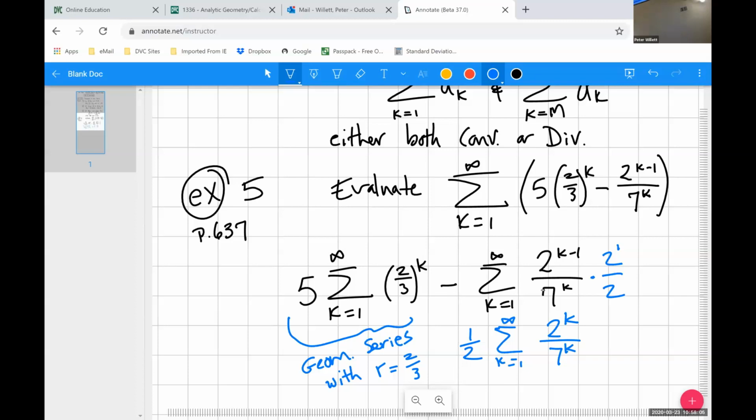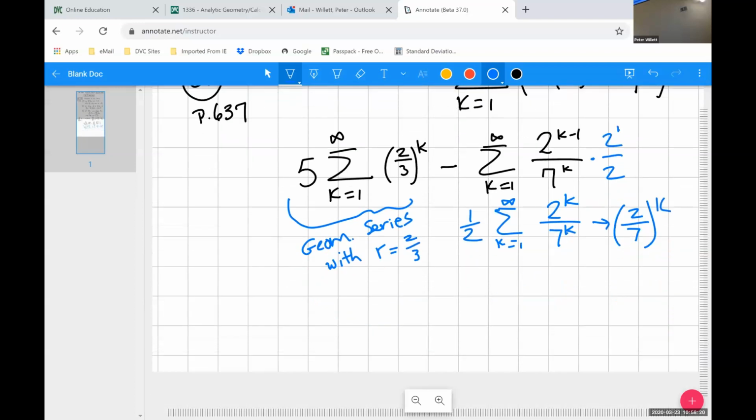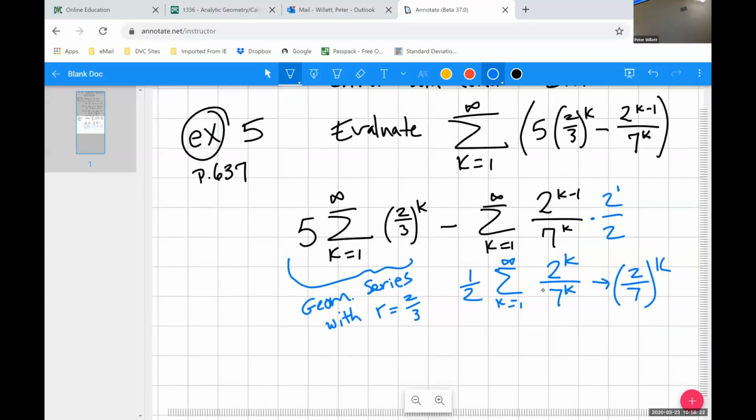And if it's written this way, then we can see that this is (2/7)^k, which is another example of a geometric series. So let's pause there and see if there are any questions about how I decomposed this series and worked with it to try to get to a point where I could try to evaluate it. Questions, comments, discussion so far?